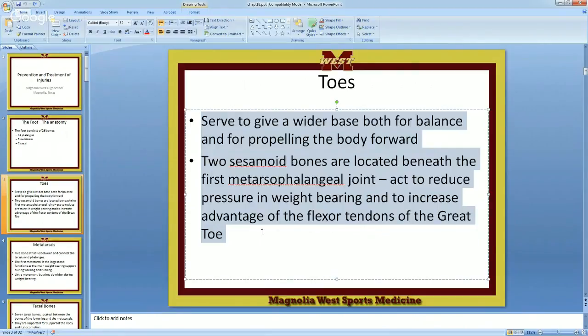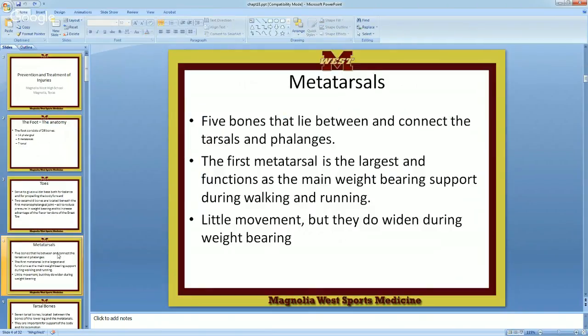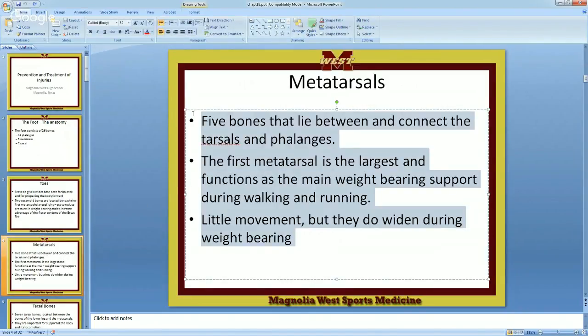All right. There are a bunch of questions on slide 4. Slide 4, you just need to know all of it. All right, 5 bones that lie are the metatarsals, or that lie between the tarsals and the phalanges, etc. A little movement, but they do widen during weight bearing. And slide 4, big slide. How about number 6, slide 6? So we get off 4, go to 6.